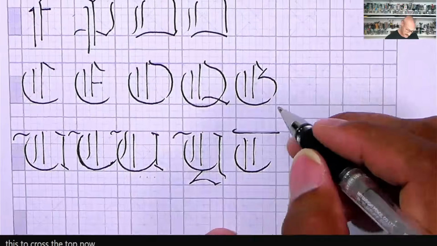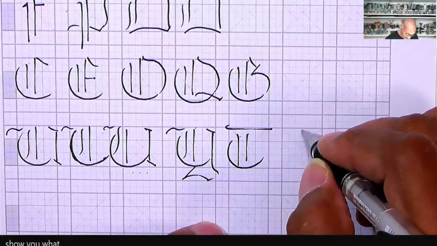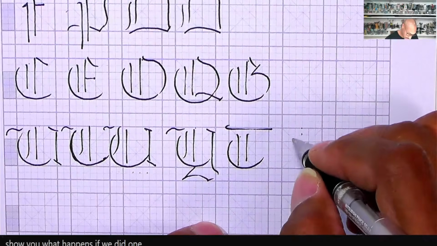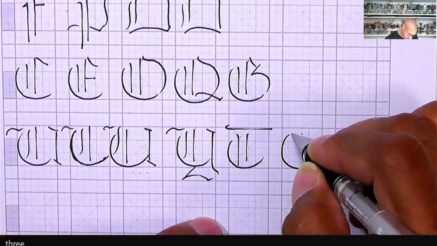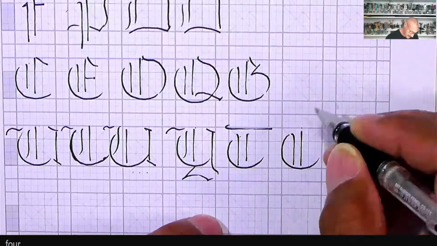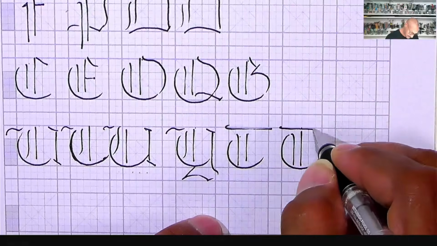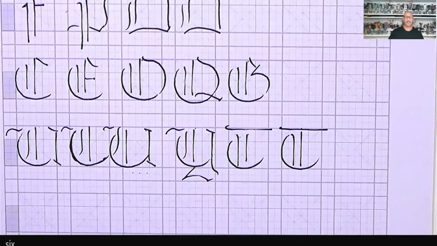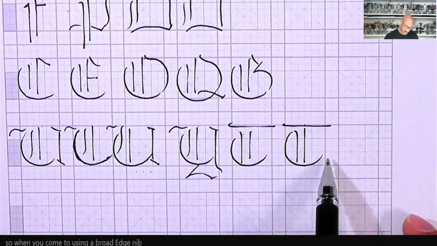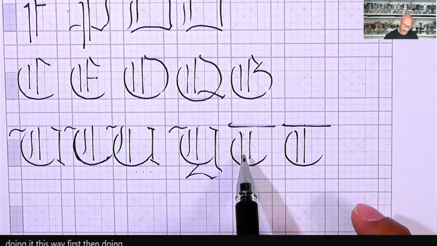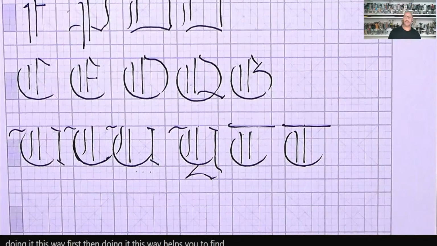Now, let's show you what happens if we did 1, 1, 2, 3, 4, 5, 6. When you come to using a broad edge nib, doing it this way first, then doing it this way helps you to find an intermediate height.